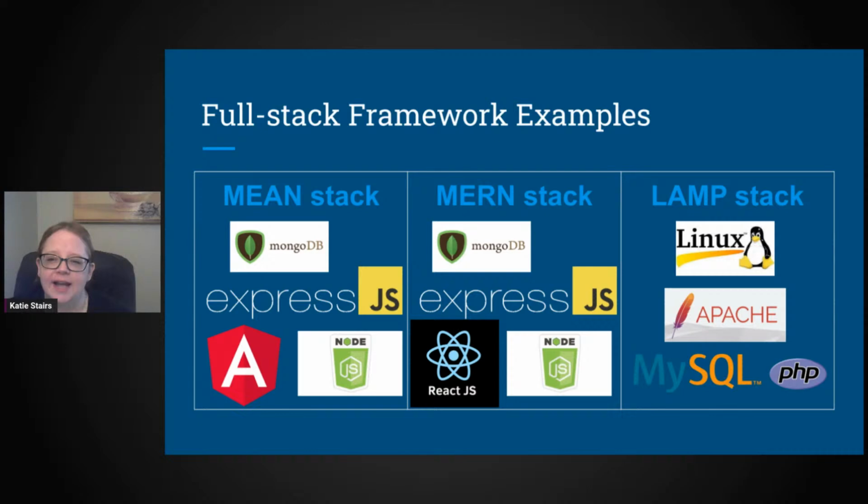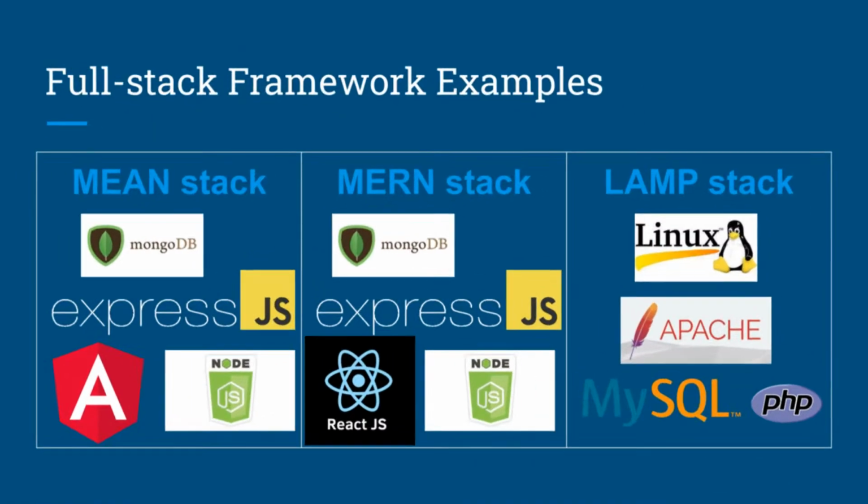MEAN and MERN stacks, leveraging JavaScript throughout, offer a consistent development experience. LAMP stack, combining Linux, Apache, MySQL, and PHP, has been a long-standing choice for web application development. Each of these stacks represents a combination of technologies to suit different development needs and preferences, offering distinct advantages in terms of technology choices and ecosystem coherence.